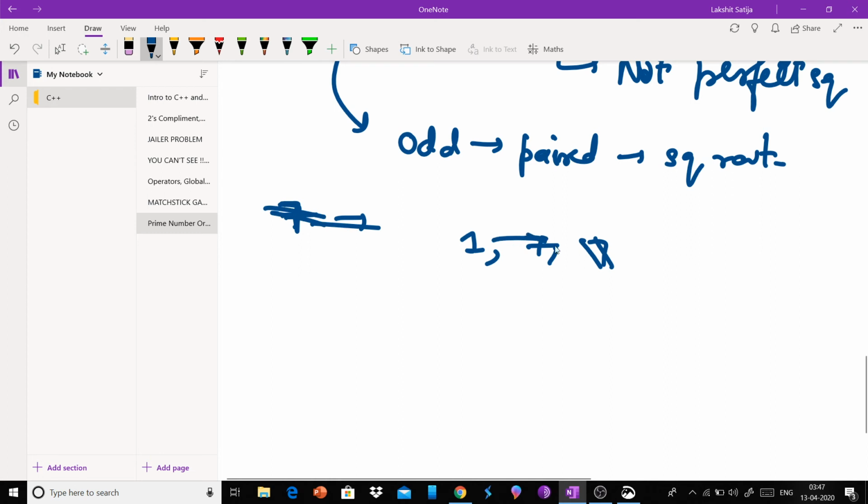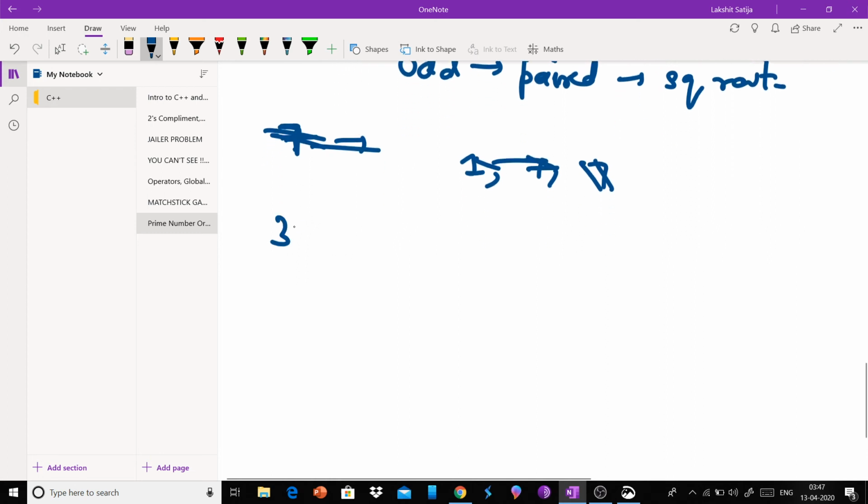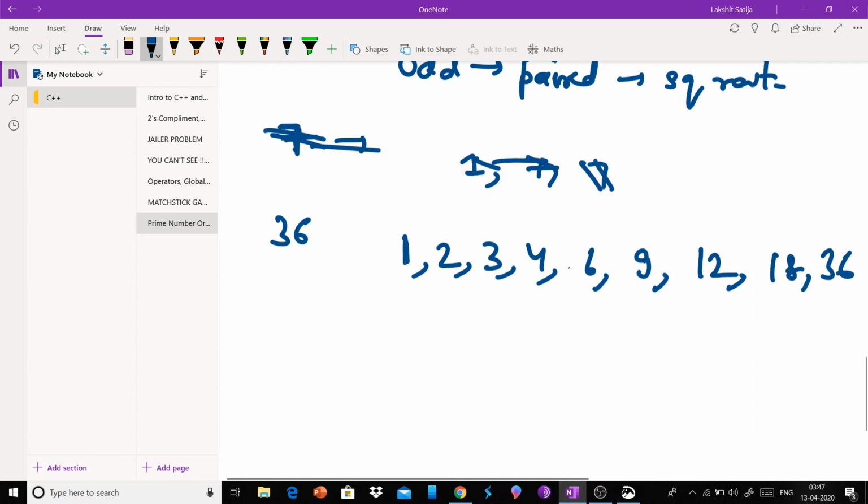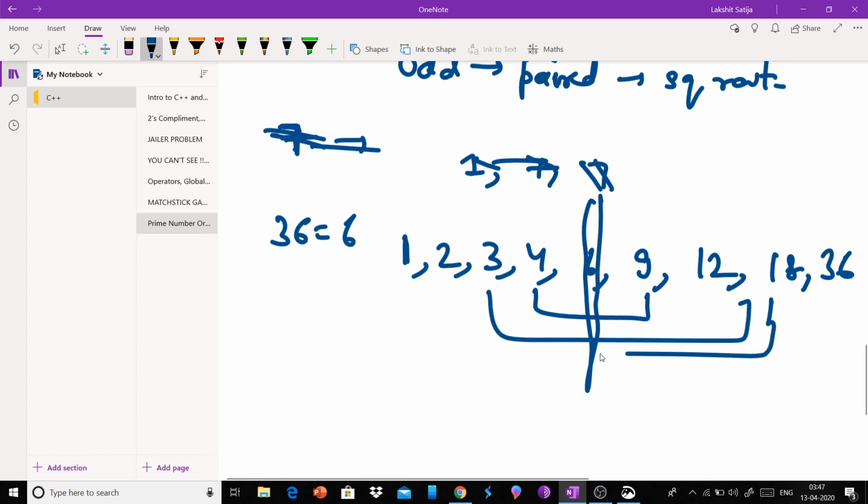This is a prime number. Let us leave this. Let me take 36, right? So its pairs are 1, 2, 3, 4, 6, and 9, and again then 12, then 18, and then 36. So you can see that its square root is 6, and you can divide the line here, and you have even divisors across this, right? They all occur in pairs.